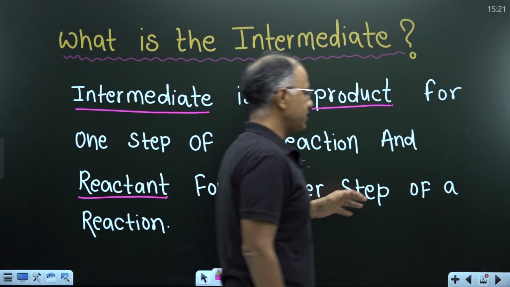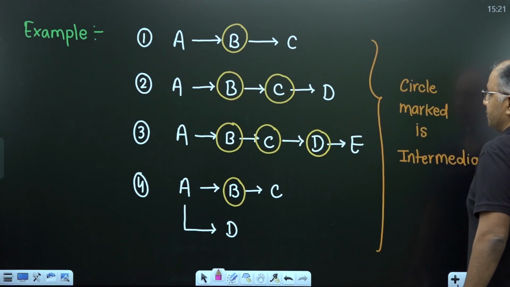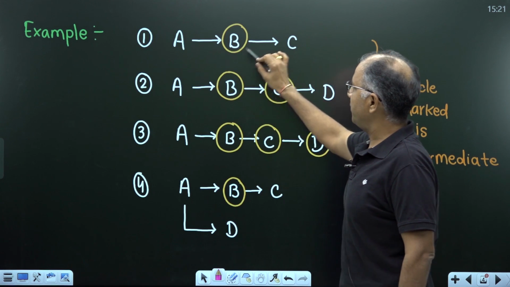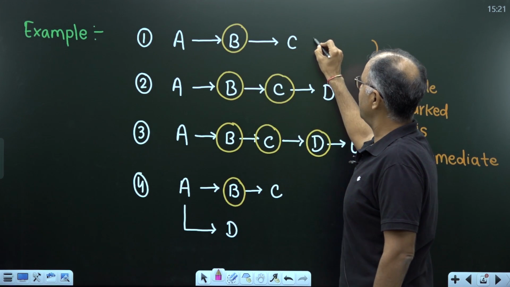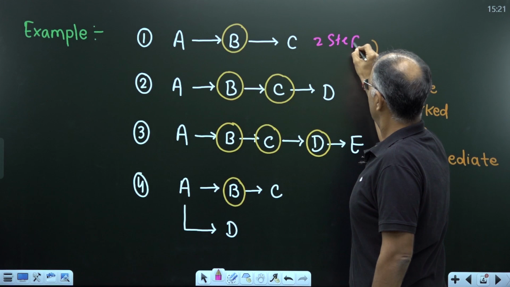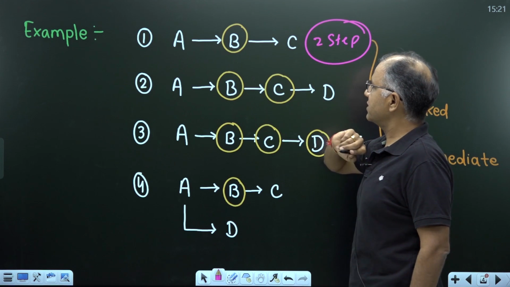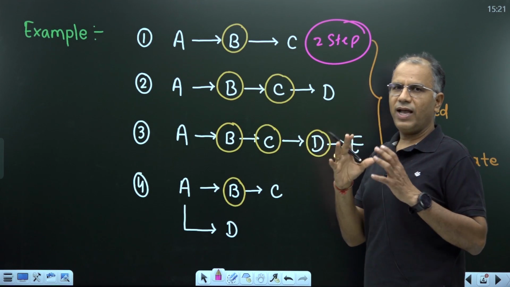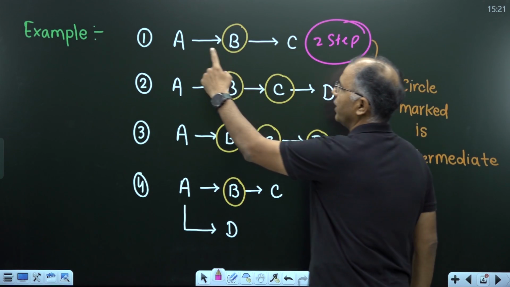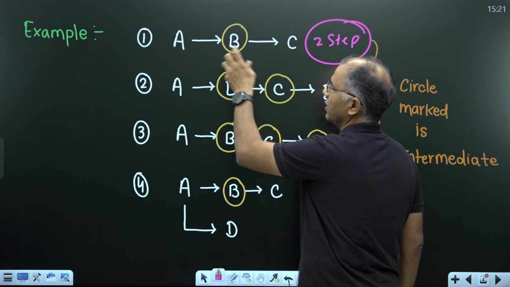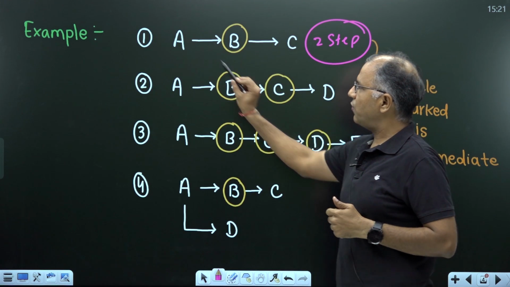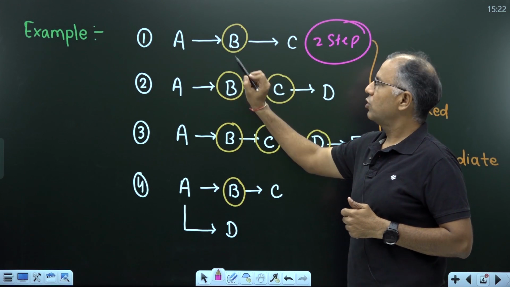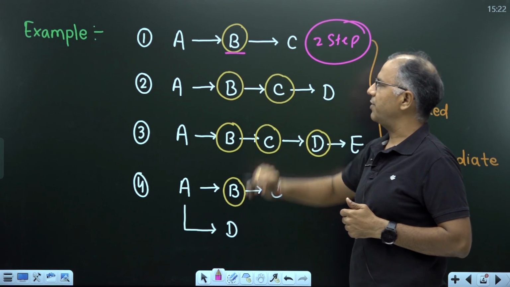Now to understand this, let us take some basic examples. Let us consider this reaction, A gives B and B gives C. This is a two-step reaction. Now which is the intermediate of the reaction? B is the intermediate, the circle represents the intermediate. Why is B intermediate? Because it is product of A and it is reactant of C. So by this definition, B is our intermediate.